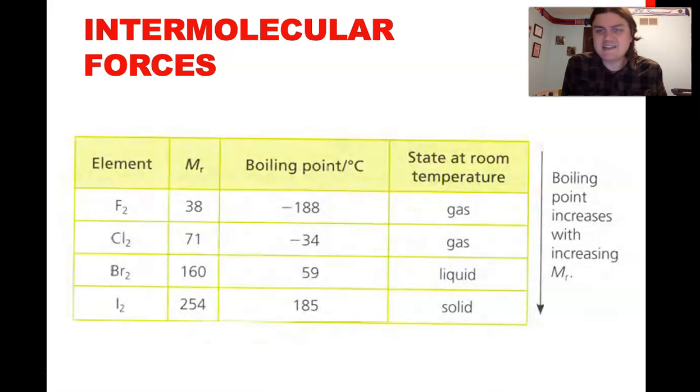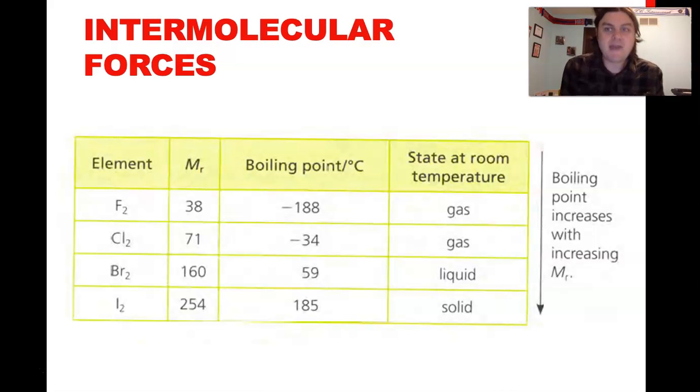Really, that's a nice stand-in for the size of the molecule. The mass increases as you move down the chart here. Really what that's standing in for is an increased number of electrons. So as the number of electrons increases here, our van der Waals forces are increasing. Okay, so the intermolecular forces are larger in iodine than they are in fluorine.